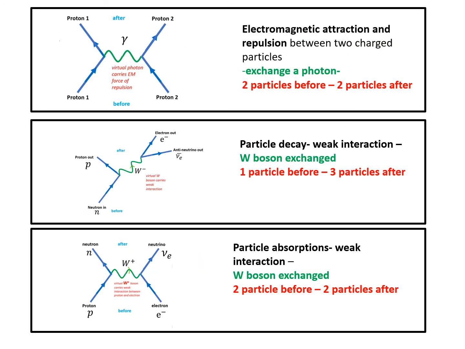So in summary, there are these three types of Feynman diagram that are worth remembering. There's the electromagnetic interaction, where you'll have two particles in and two particles out, and they'll swap a photon. You have a particle decay, where you'll have one particle in and three particles out. It will be the weak exchange boson, so you have a W boson, and you just need to decide whether it's the minus or the plus. And then you'll have particle absorptions, where you'll have two particles in and two particles out. Again, that will be the weak interaction because a particle changes type. And again, what you just have to decide is whether it's the W plus boson or the W minus boson.